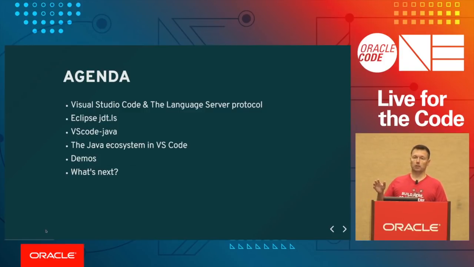And more specifically, I'm going to talk about how we made it happen with the Eclipse JDT LS, the Java language server, and the VS Code Java extension. And I will also talk a little bit about the Java ecosystem that exists today in the Visual Studio Code marketplace. And most of the demonstration today will be live coding. And finally, we'll see what's coming next in the future releases.